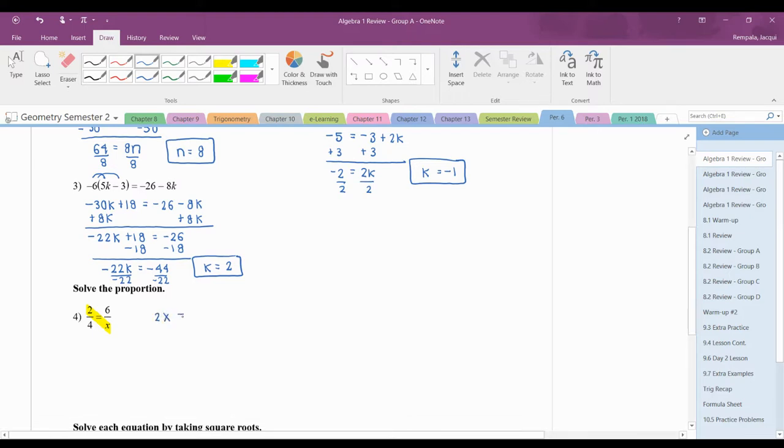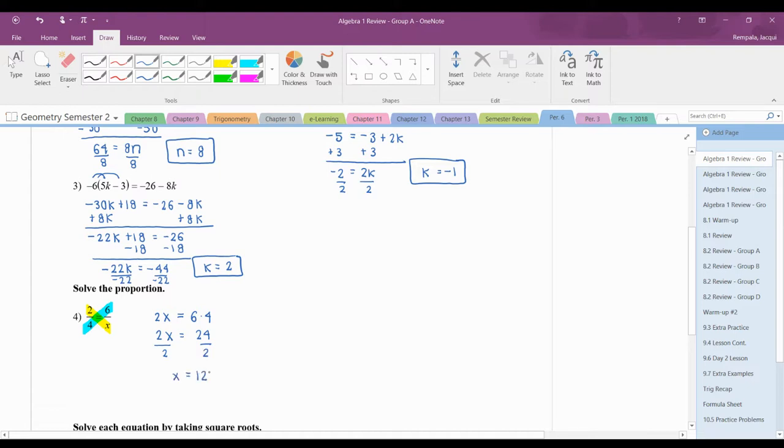I now get to set that equal, and then I'm going to take the product of the numerator on the right to the denominator on the left. So it's going to be 6 times 4. Well, 6 times 4 is going to give me 24. And so then my last step to solve for x is to divide both sides by 2.